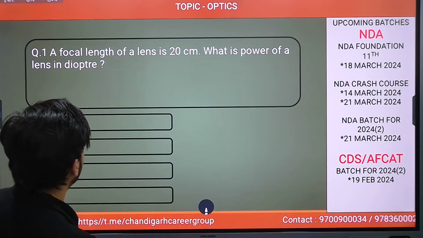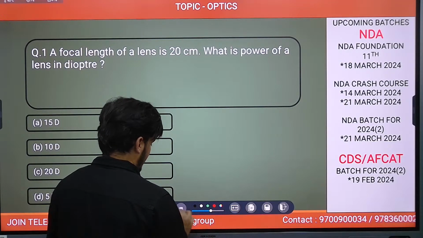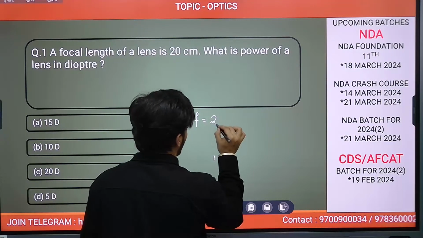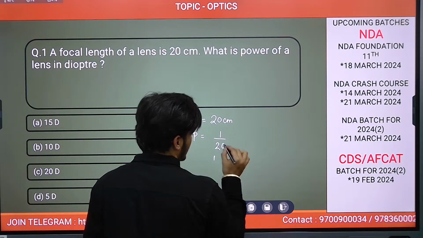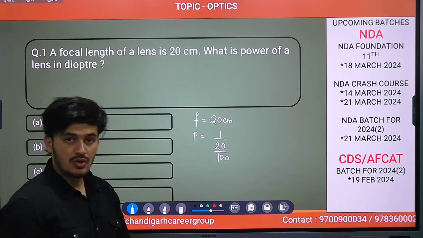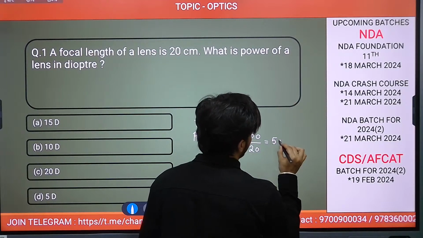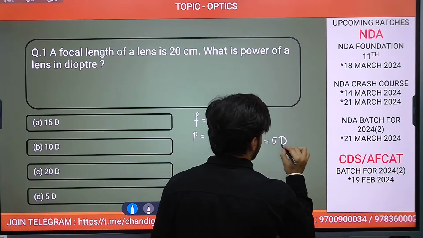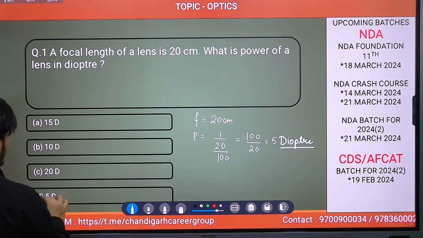Here is question number 1. A focal length of a lens is 20 centimeter. What will be its power? हमें जो है उसकी पावर बतानी है. फोकल लेंथ जो है that is 20 centimeter and power is 1 upon focal length but in meter. तो since it is in centimeter we have to change it into meter. इसको हमें मीटर में चेंज करना होगा और जब हम इसको मीटर में चेंज करेंगे सो दिस कैन बी रिटन एज 100 अपॉन 20 विच इज इक्वल्स टू 5 डायोप्टर. 5 डायोप्टर जो है इसकी वैल्यू हो जाएगी 5D.